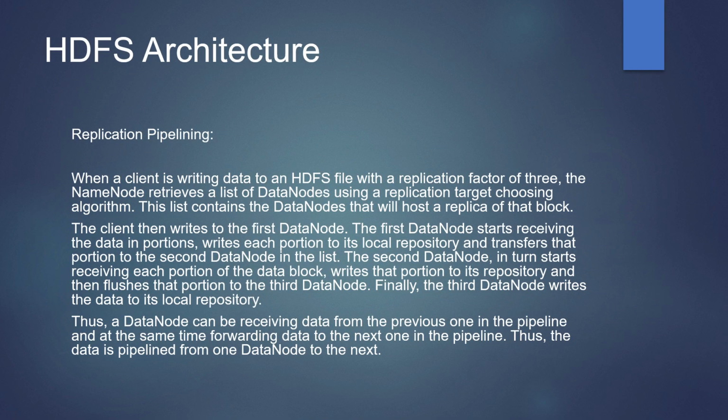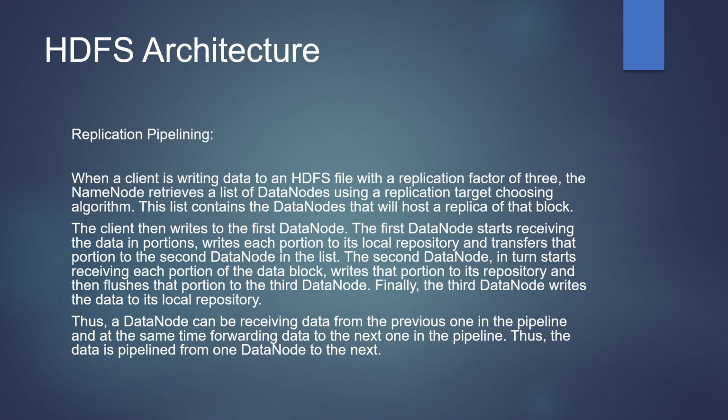The next one is replication pipeline. When a client is writing data to an HDFS file with a replication factor of 3, the name node retrieves a list of data nodes using a replication target choosing algorithm. This list contains the data nodes that will host a replica of that block. The client then writes to the first data node.